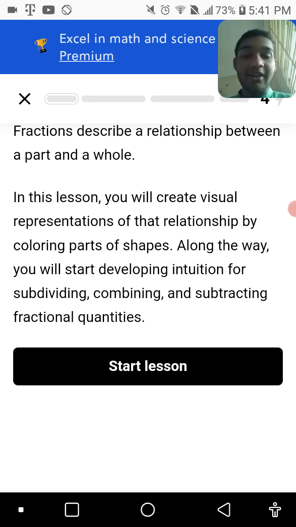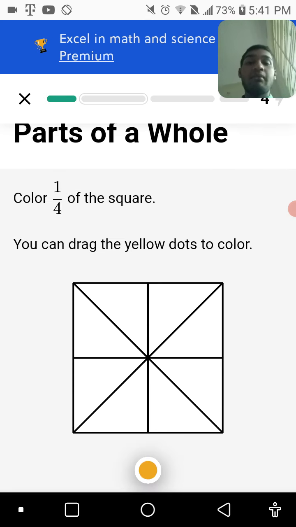Subdividing, combining, and subtracting fraction quantities. Parts of a whole, which means whole.